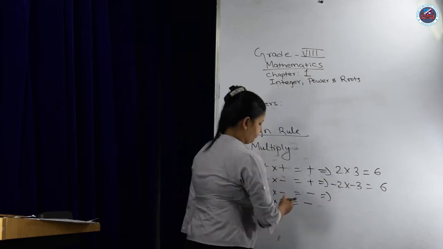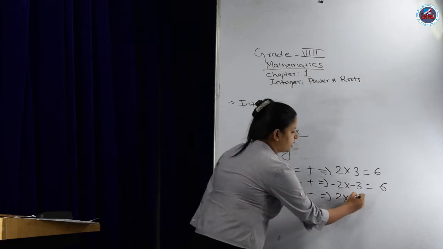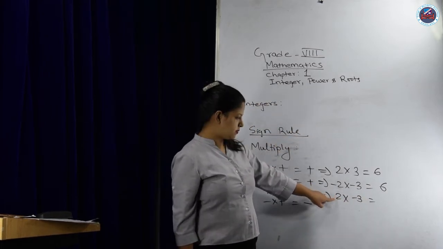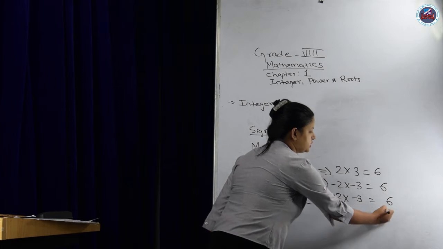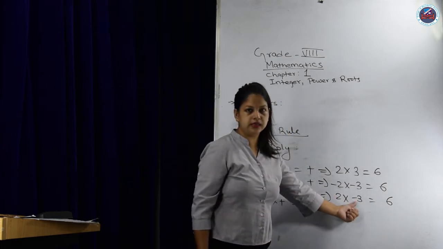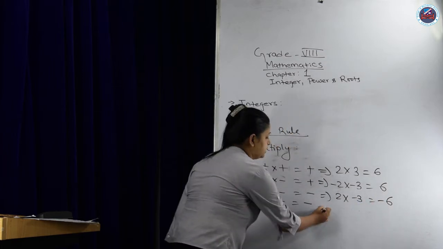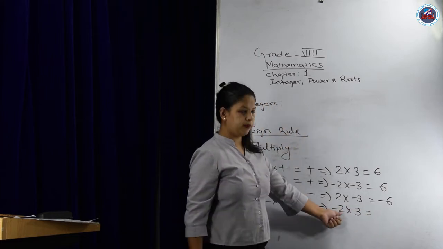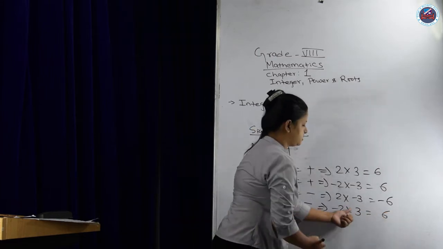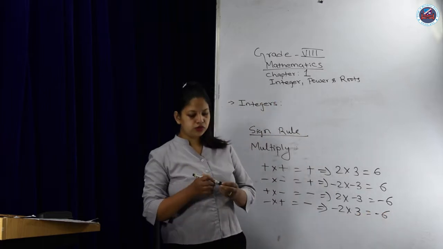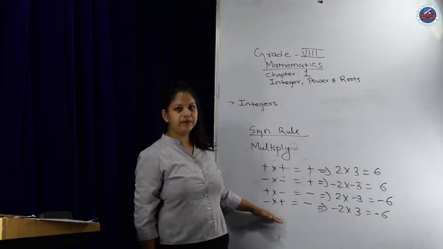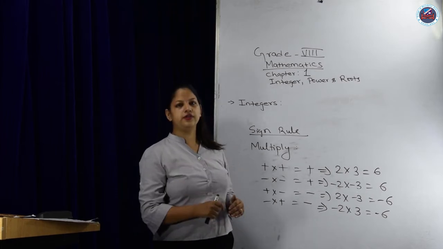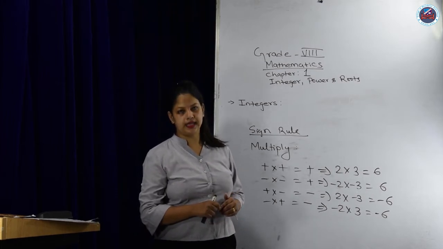Now similarly, if it's 2 multiplied by -3, there is a multiplication sign. So multiply the numbers, 2 into 3 will give you 6, and then multiply the signs. Plus into minus will give you minus. Same thing here, if it's -2 into 3, multiply the numbers, and minus into plus is minus. So remember this rule while multiplying. The same sign, if multiplied, will give you positive. Different signs multiplied will give you negative.